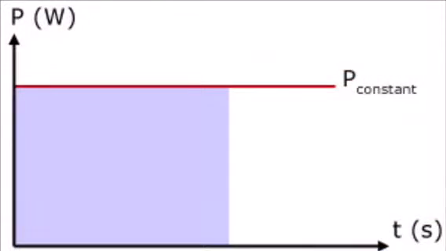Now how do you graph power? Power is graphed the same as work. You take work and put it on the y-axis, and time on the x-axis.